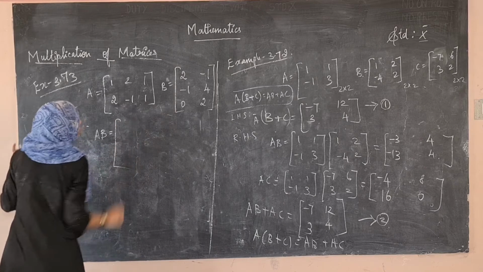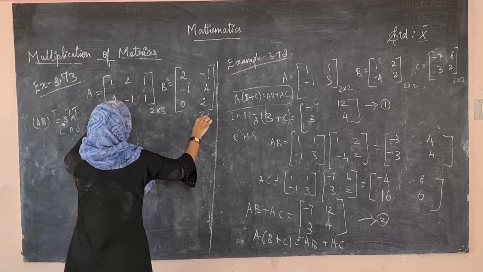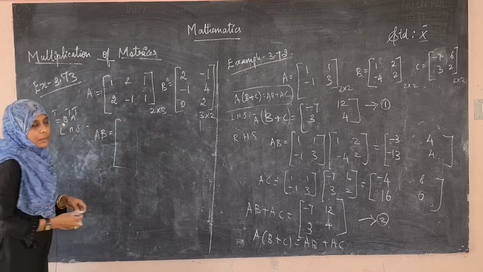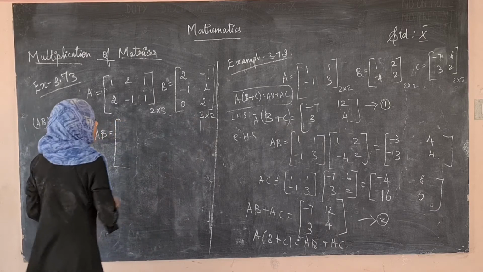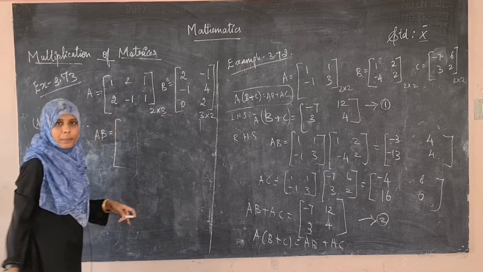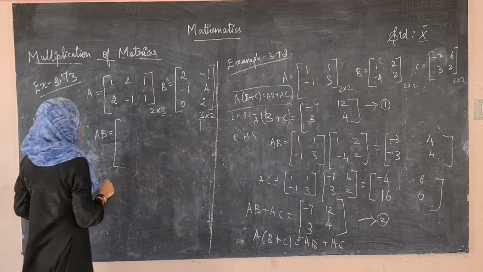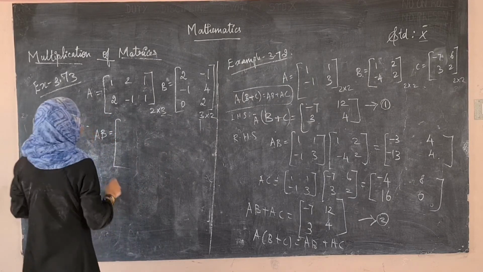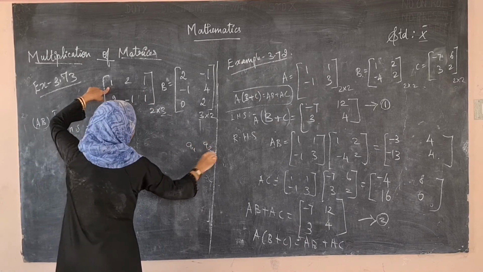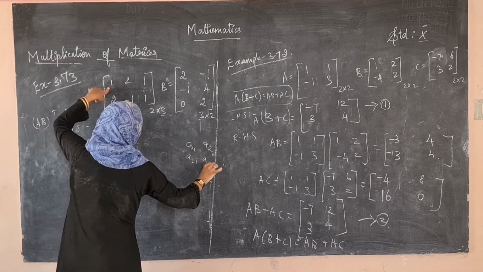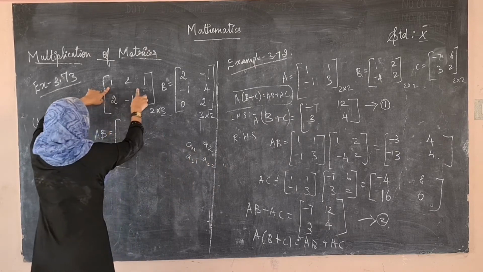Okay, A into B. So this is of order 2 into 3 and this is of order 3 into 2, right? 2 rows and 3 columns, and here 3 rows and 2 columns. See here, this and this are same, therefore AB is possible. So the resulting matrix will be of order 2 cross 2. It has 4 elements. Okay, so first row, that is A11, A12, A21, A22 alone. Okay, A11 is first row and first column. This one and this one.